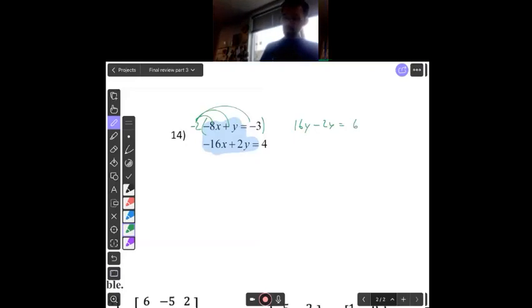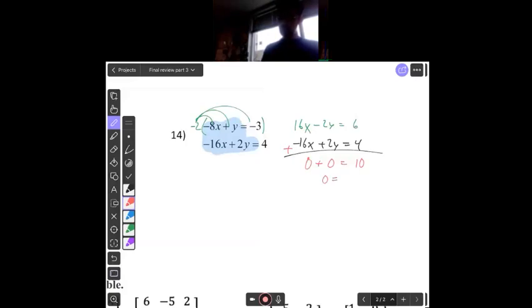So I had 16y minus 16x minus 2y equals 6. Negative 16x plus 2y. And when you add down, you should notice actually the x's cancel to 0, y's cancel to 0. So 0 plus 0 equals 10. So 0 equals 10. Yeah, right on Mason, that means no solutions.